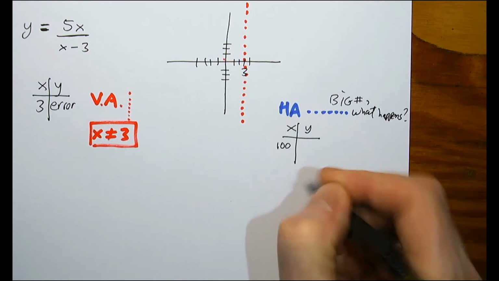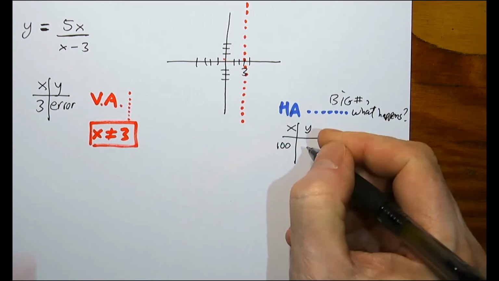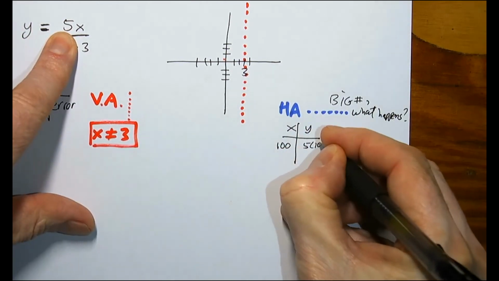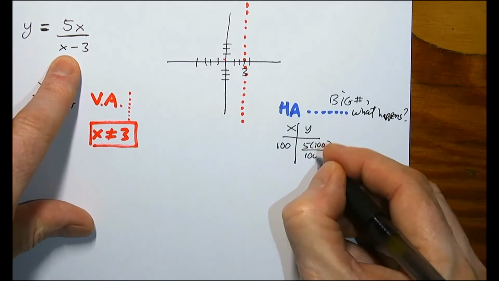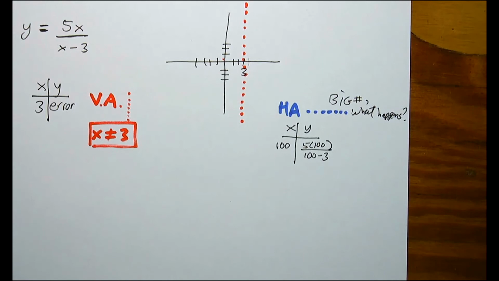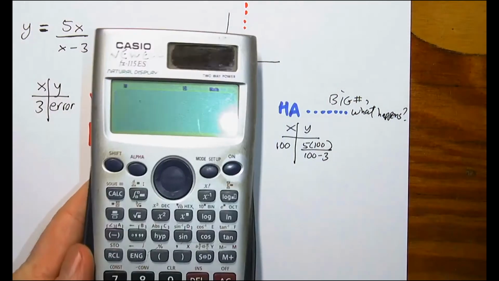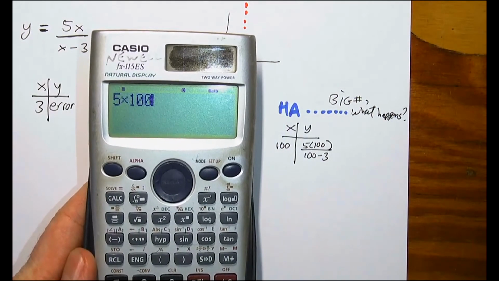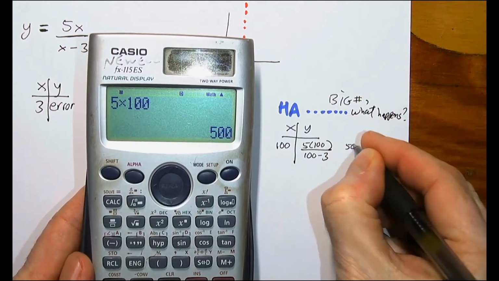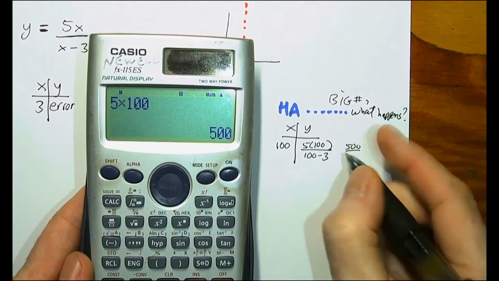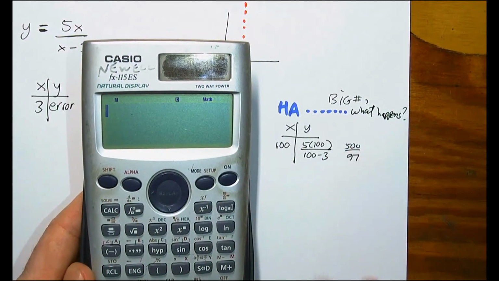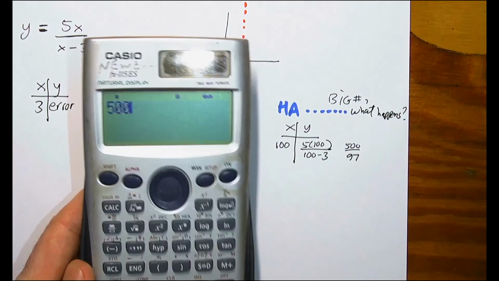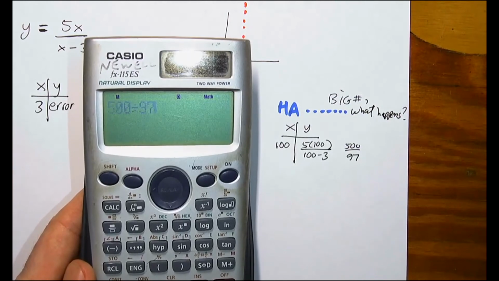What if I just put in 100 this time? That's still a pretty big number, right? 5 times 100, 100 minus 3. Later, I'll let you know shortcuts for how to do this. I'm going to get my calculator and go 5 times 100 divided by 97. I don't like to put too much in my calculator in case I don't have a good calculator.